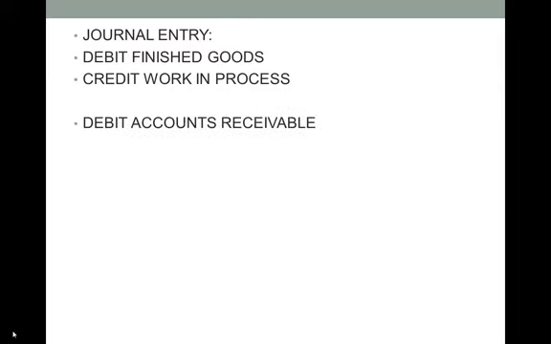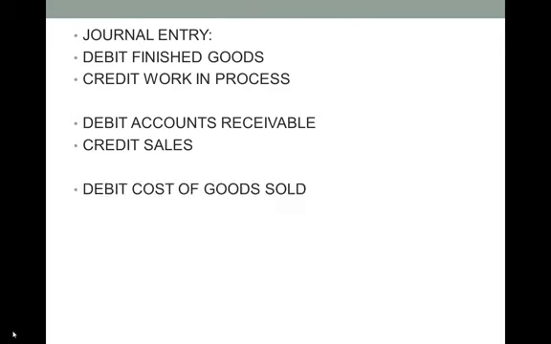And then, when finished goods are delivered to customers, the sales and the cost of goods sold are recorded as follows. So, ito. Sales transaction: debit accounts receivable, and then credit sales. And then to record cost of goods sold: debit cost of goods sold, credit finished goods.